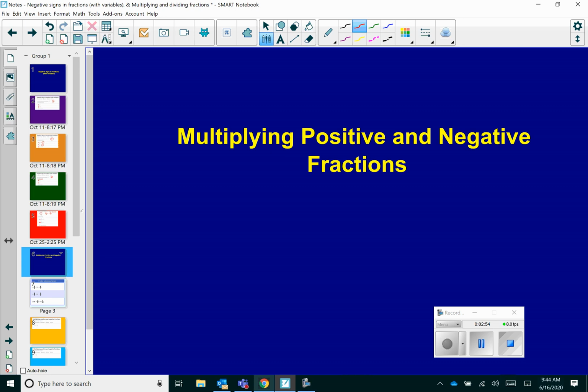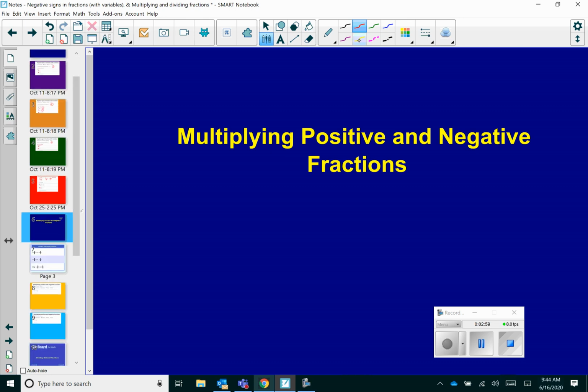Okay, let's move into multiplying positive and negative fractions. Your same rules are going to apply, and that's that tic-tac-toe trick that we talked about. Pluses on the diagonal and minus signs everywhere else, or negative signs. So let's take a look at the first one.